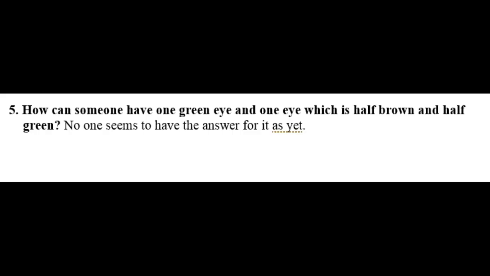How can someone have one green eye and one eye which is half brown and half green? No one seems to have the answer for it as yet, but in the cases that they have figured out, it was due to some kind of injury in one of the eyes. And so because of the injury, part of one eye was either producing too much pigment or not enough.